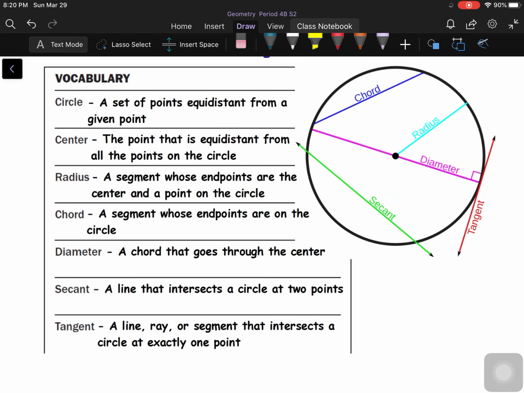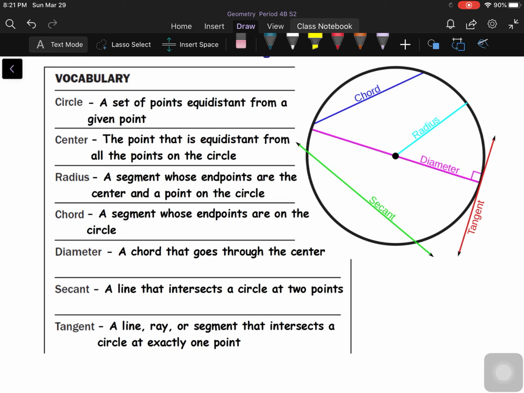So the first thing, a circle, is a set of points that are equidistant from a given point. So everything is the same distance away. That's where your radius and your diameter come from. The center of the circle is the point in the middle of the circle that's equidistant from all of the points in the circle. A radius is a chord. Well, excuse me, not a chord. Chord goes all the way across. A radius is a segment from the center to any point on the circle.